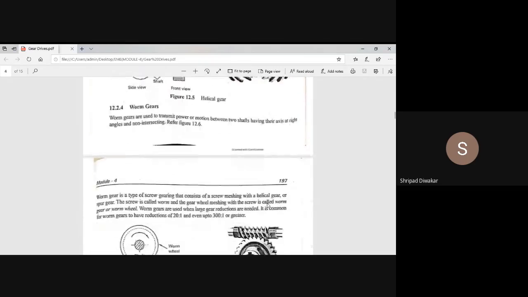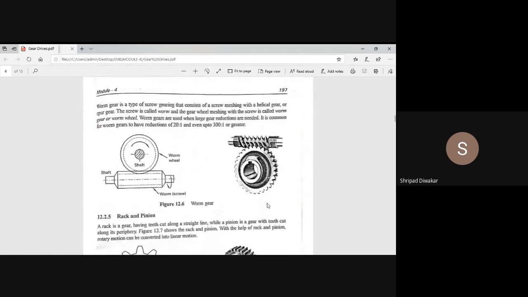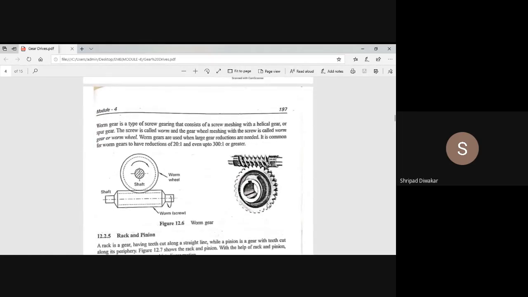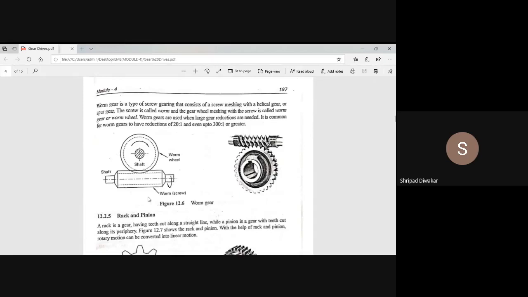And worm gears and worm wheel. Okay, in worm gears and worm wheel, we have a wheel, and the screw rotating on the shaft is called the worm. See the diagram. The tooth of the worm wheel comes in contact with the worm screw. In that case the power transmission takes place.